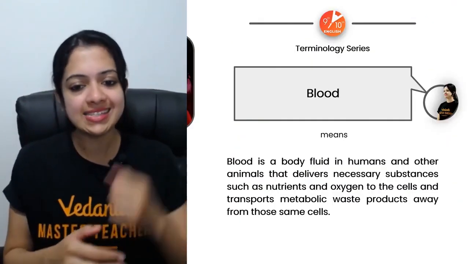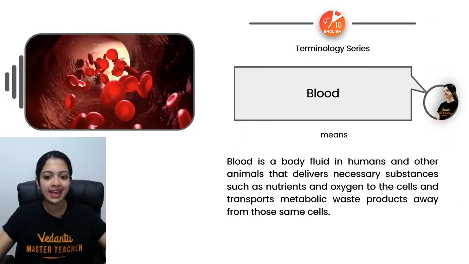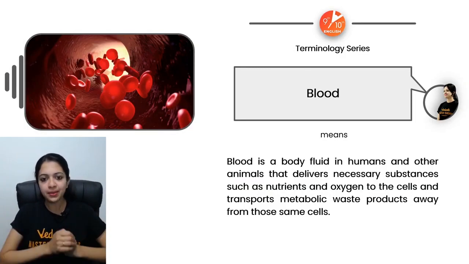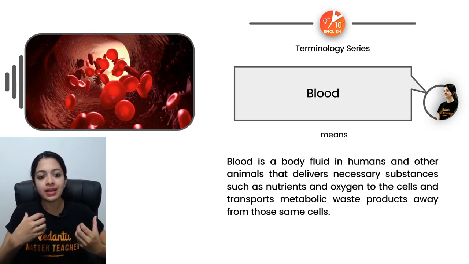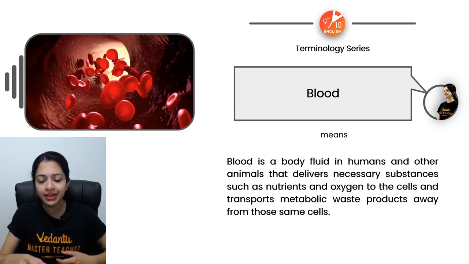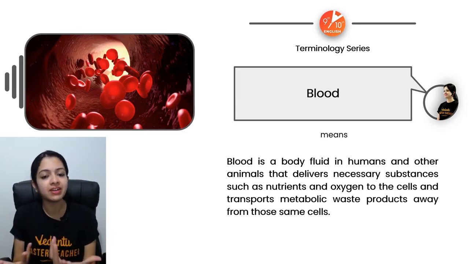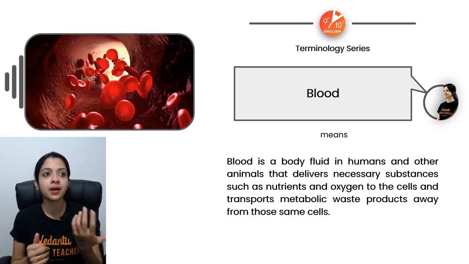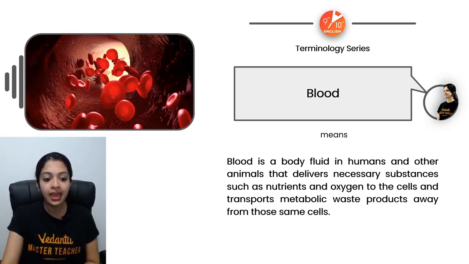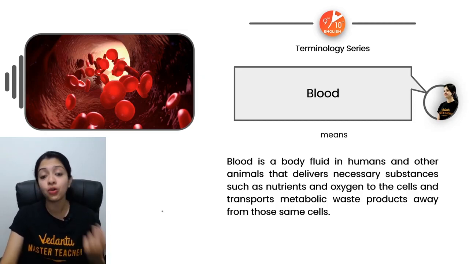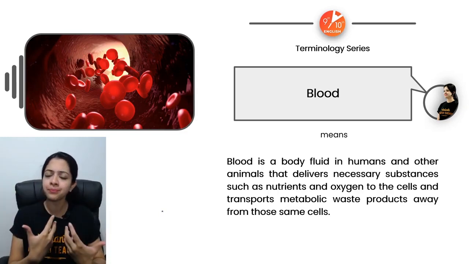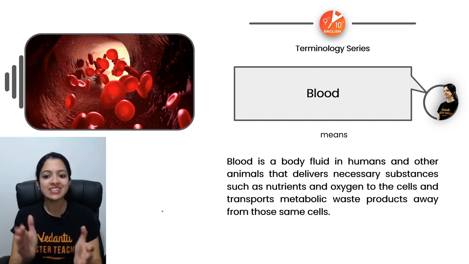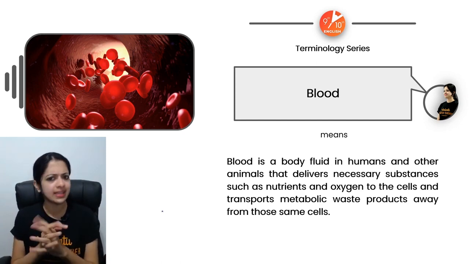So, here it is. The very first term that I have for you is blood, because blood is obviously the most important part of the circulatory system. We can say it's a fluid connective tissue, as you would have learned in your lower grades. It's a body fluid which delivers necessary substances, which include gases, oxygen and carbon dioxide, and also nutrients to every cell of your body. It can also carry metabolic waste products from different parts of our body to help them get eliminated from our body. So that is what blood is, a fluid connective tissue.